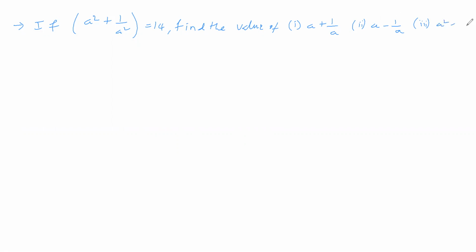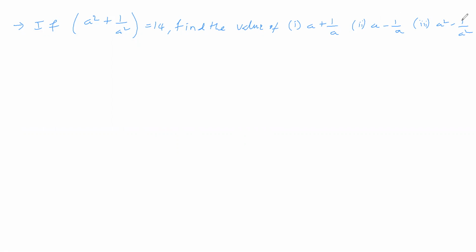If a square plus 1 by a square is equal to 14, then find the value of the first subdivision, a plus 1 by a; second subdivision, a minus 1 by a; third subdivision, a square minus 1 by a square. Okay, these we have to find.